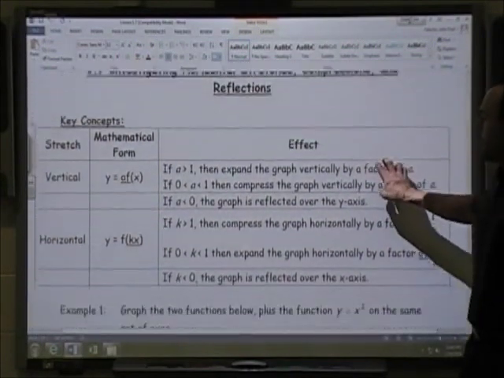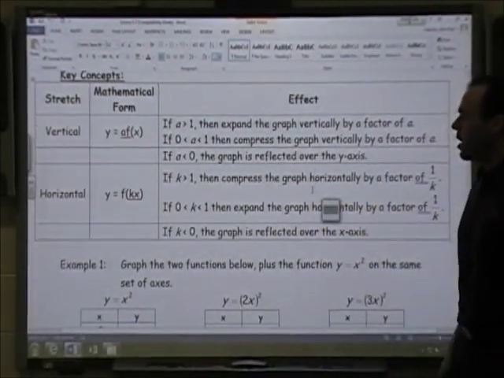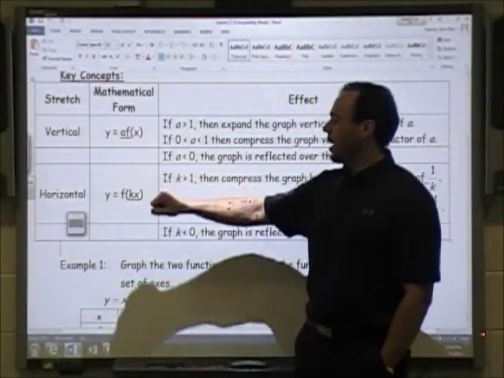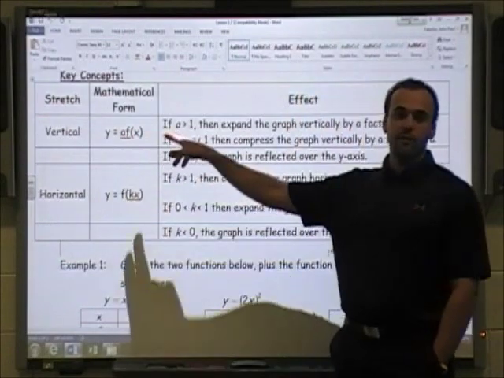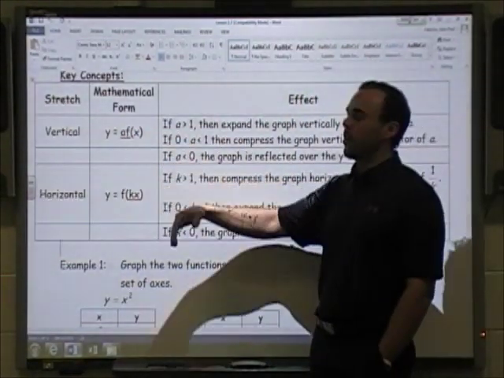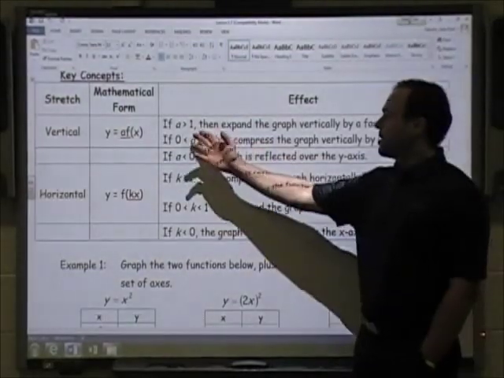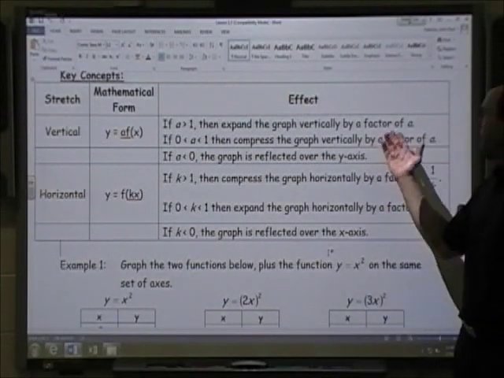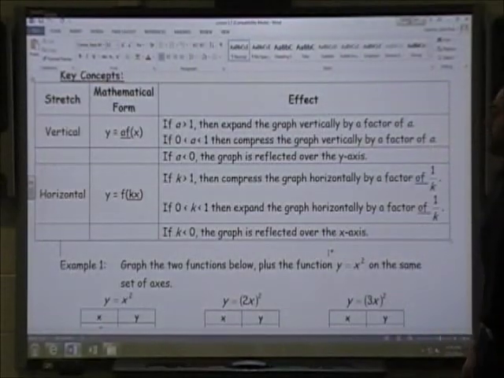Now, where do you find your horizontal stretch or compression? Well, this is written as function notation here, and I went over this last time. Y equals, if you have an a in front of your function, so an a in front of your x squared or an a in front of your square root, we know that if a is bigger than 1, then there is a vertical stretch by a factor of a. And if a is between 0 and 1, then it is a vertical compression by a factor of a.